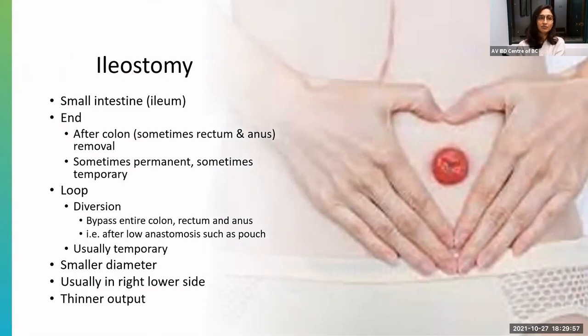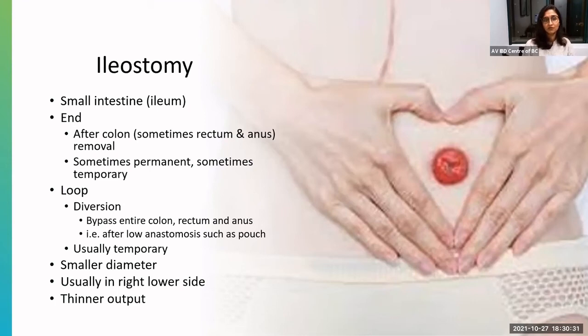An ileostomy, as we mentioned, is made from the ileum, the small intestine, and it can be an end ileostomy. So after we remove the colon, either during a total abdominal colectomy or a total proctocolectomy, that will be an end ileostomy. Those are usually permanent, but sometimes temporary, as we've already mentioned. A loop ileostomy is a diversion to bypass either a segment of diseased bowel or the pouch, as we mentioned earlier, to allow it to heal. And those are usually temporary.